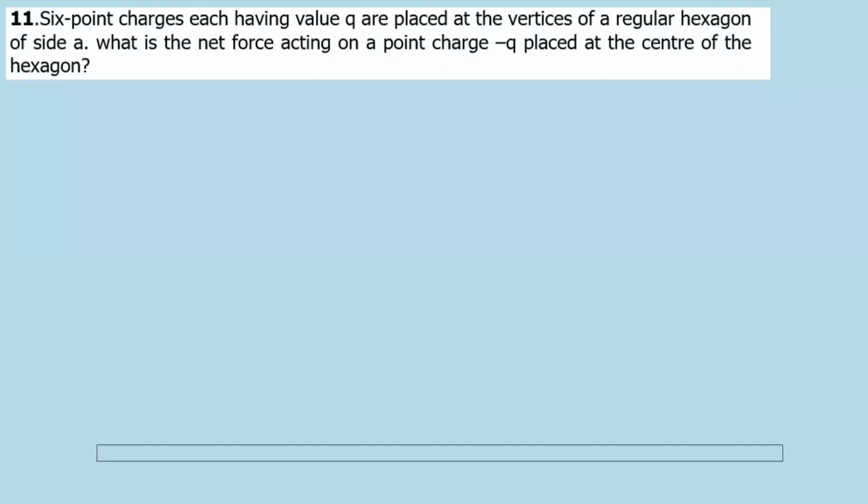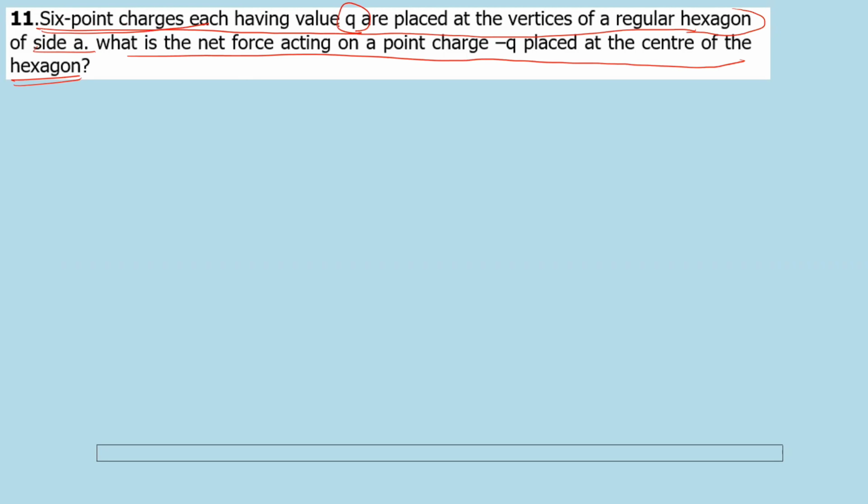Hi, welcome back. Now let us see question number 11. Here it is said: 6 point charges, each having a value q, are placed at the vertices of a regular hexagon of side A. What is the net force acting on point charge minus q placed at the center of the hexagon? So you are having 6 point charges and the value of each charge is what?